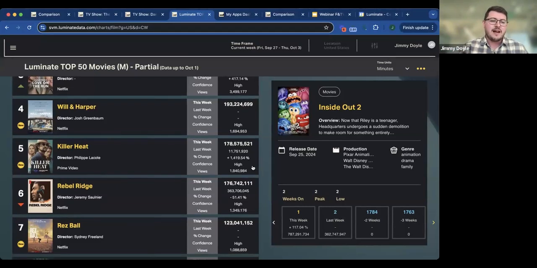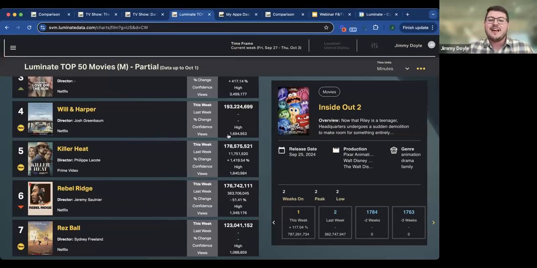A good example is right here, actually, at number 4 and 5 on the chart. Will and Harper has 193 million minutes watched, whereas Killer Heat only has 178 million. But Killer Heat is a shorter title. And so Killer Heat with views is actually having 1.8 million views just in the last 5-day period. And then Will and Harper has 1.6 million views. So even though Will and Harper has more total minutes, it's also longer. So there are likely fewer people who are seeing that title than have actually seen Killer Heat. So it helps to understand that data a little bit deeper.